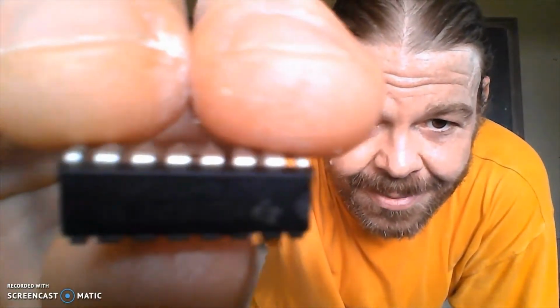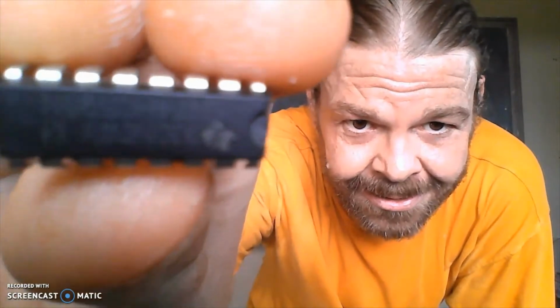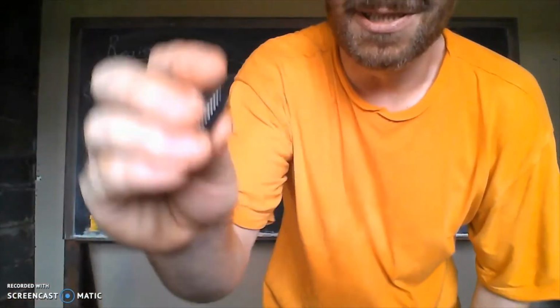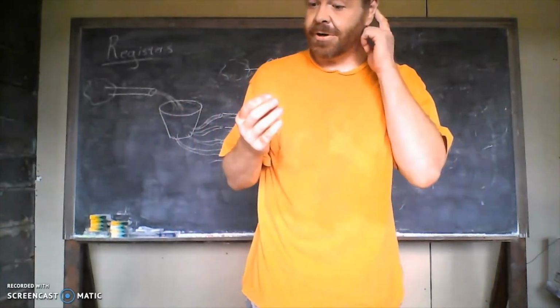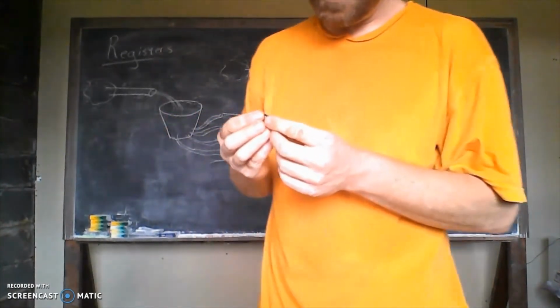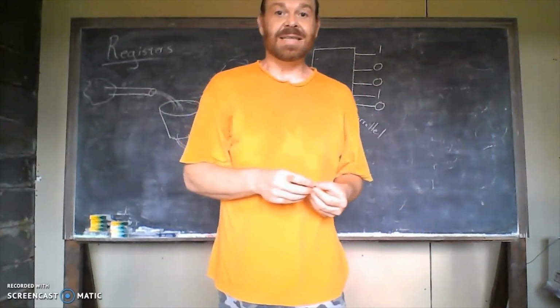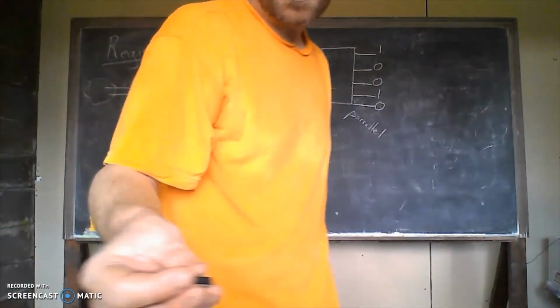If I hold it up here, will the words show up very clear? Not really. So this is Texas Instruments. You can probably see the logo there. 74HC595. Just a basic shift register is what I'm going to go over.